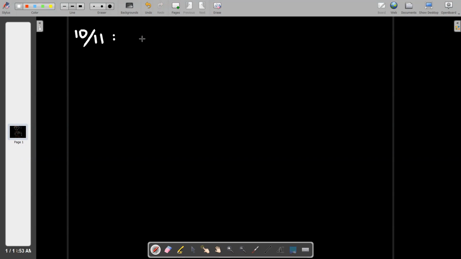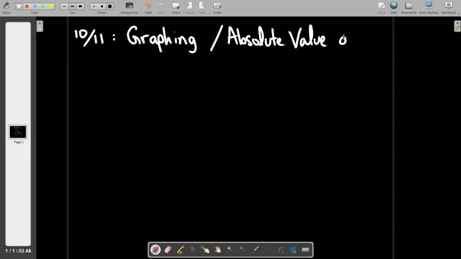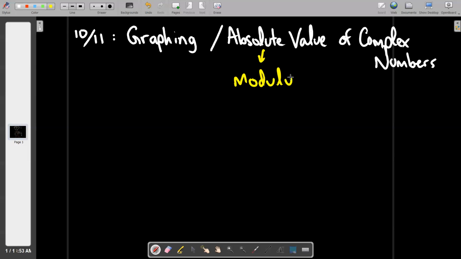And overall, the goal for today is to do graphing and absolute value of complex numbers. And I think, if I'm not mistaken, that in Delta Math, they will refer to the absolute value as the modulus. Just so you know, so that when you see that word modulus, you can just kind of think, oh, absolute value, like we learned in class.